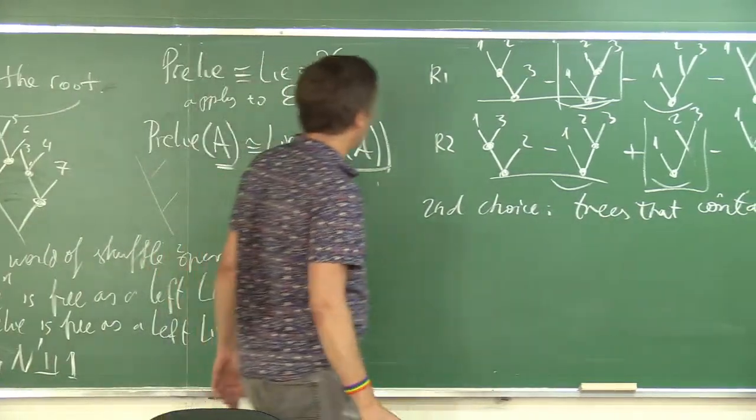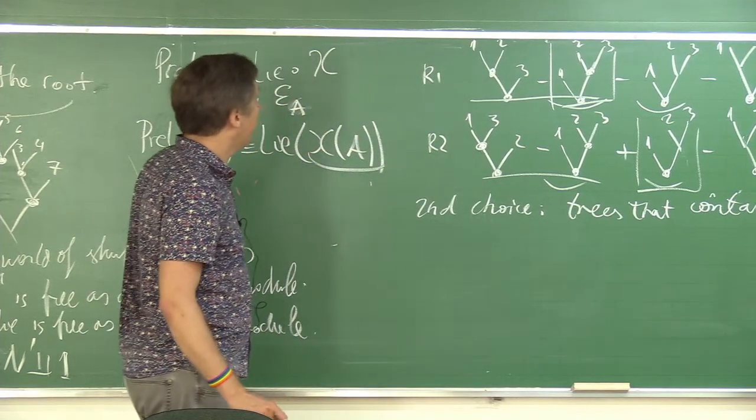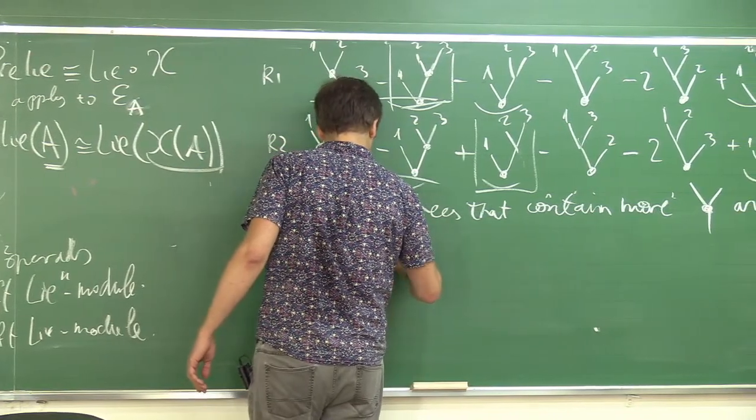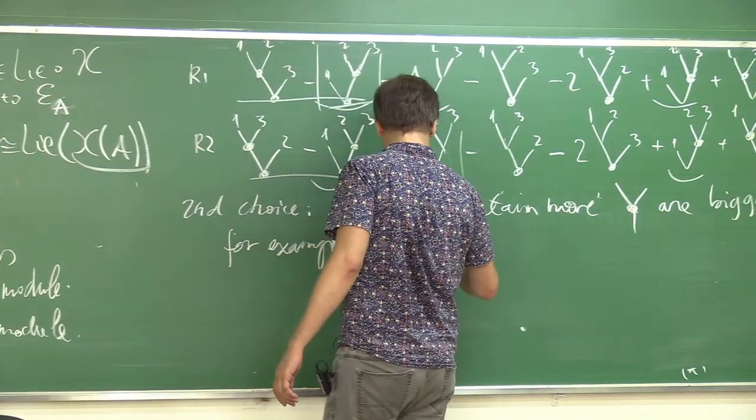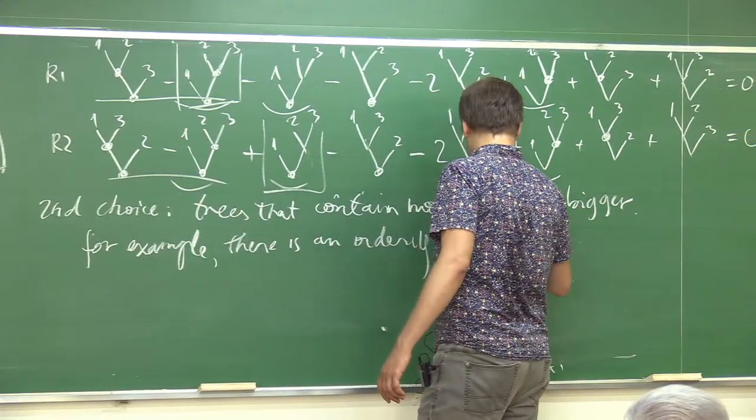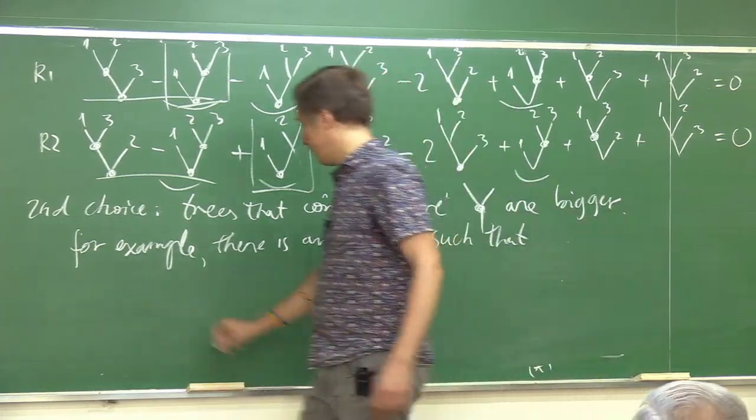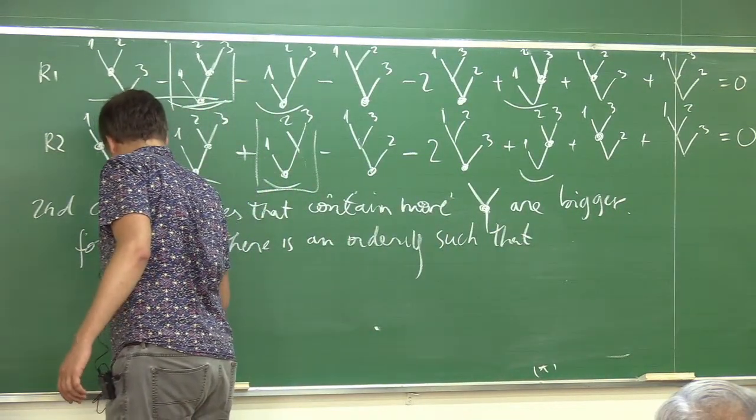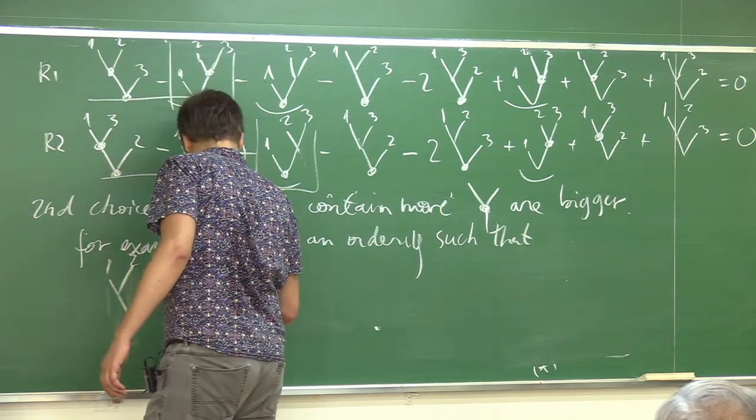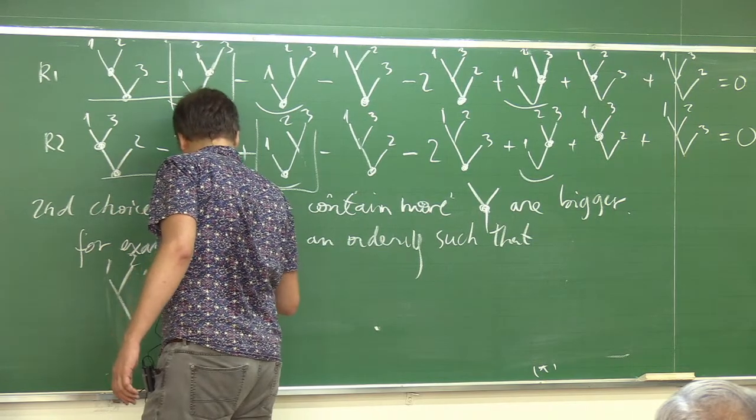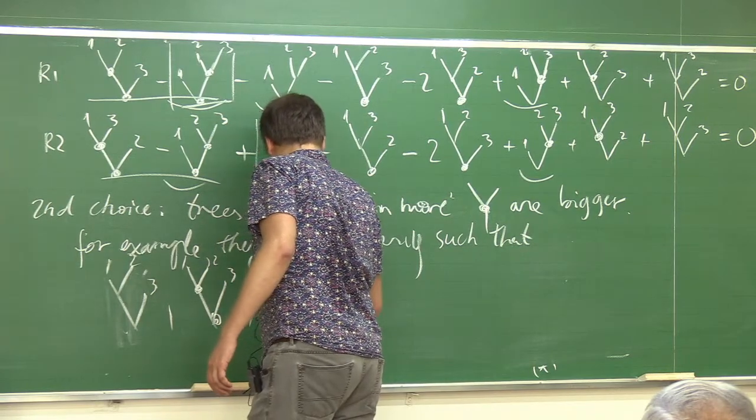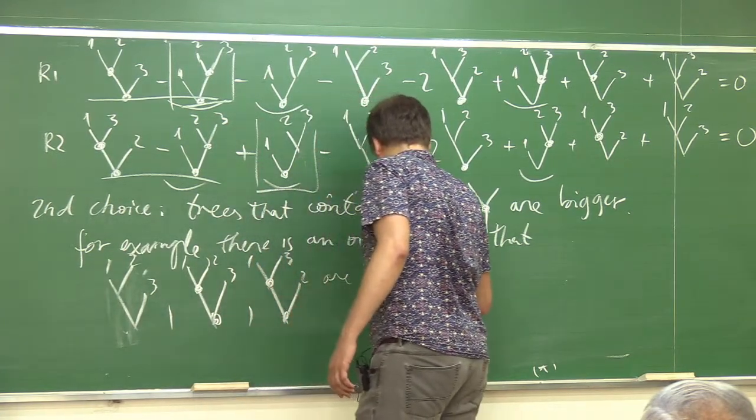So, for example, there is an ordering such that 1, 2, 3 and 1, 3, 2 are the leading terms.